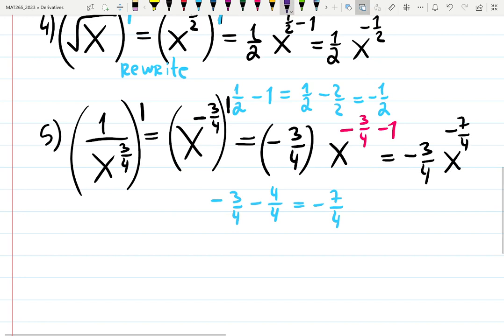That is the answer. Now there's always a student in class who asks the same question every year. Anyone want to ask a question right now? So you're going to type this into WebWork. Do you need to rewrite it back as 1 over x to the 7 over 4? No, don't do that. It's fine.